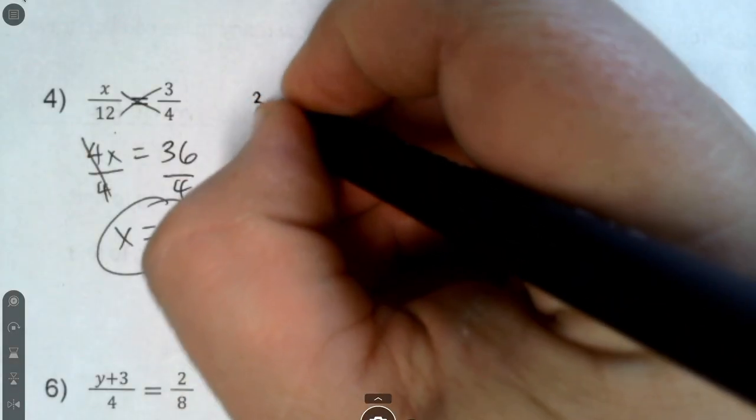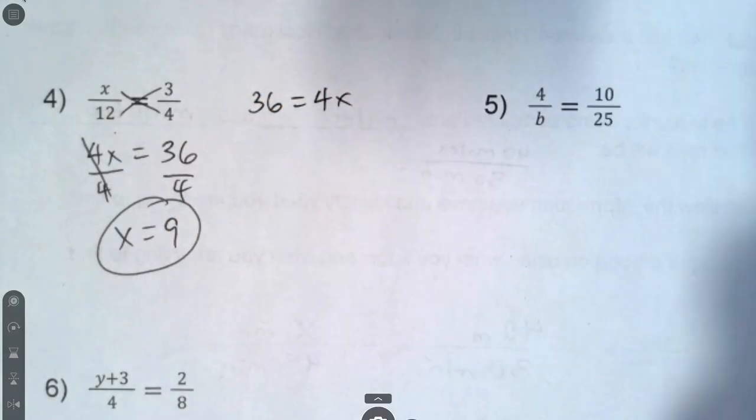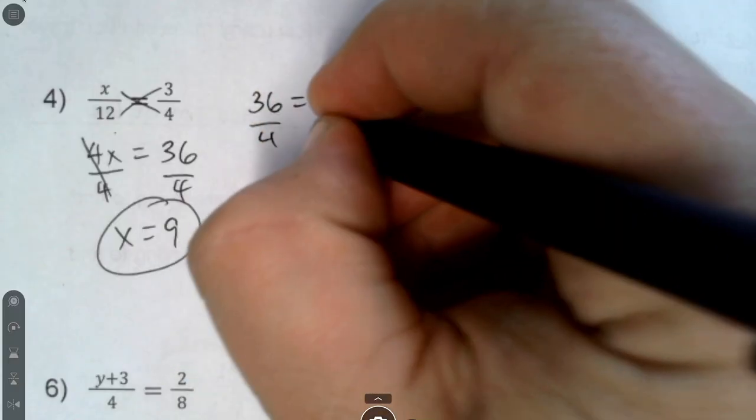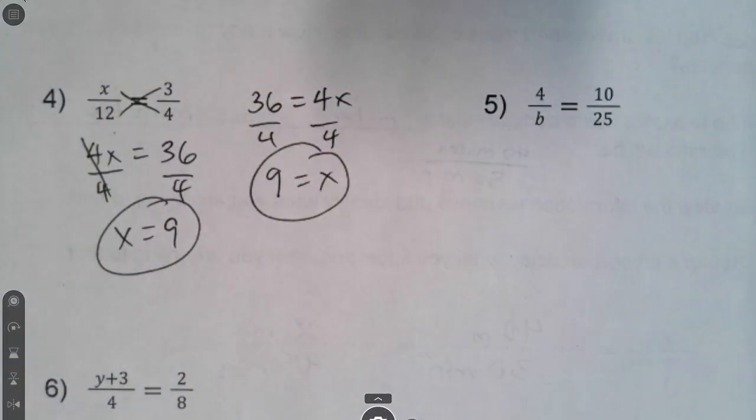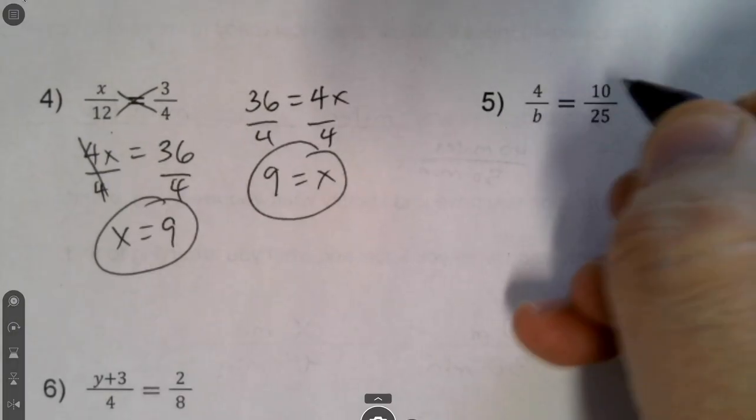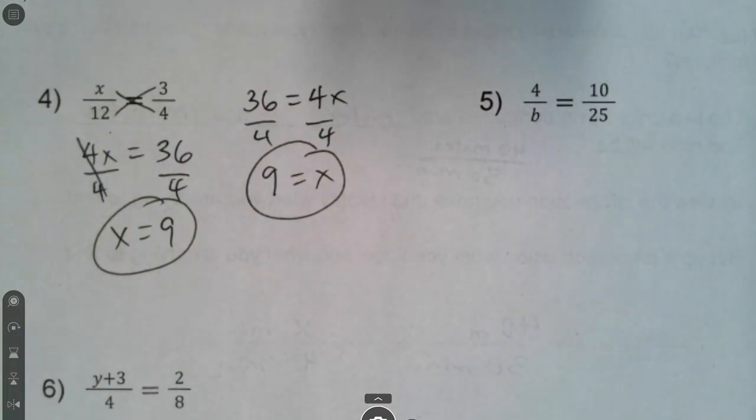But I mean, if you think about it, if I had done it backwards like this, the only difference is I'd be getting 9 equals x instead of x equals 9, but that means the same thing. So either way is fine. I just tend to put the variable on the left, so I do the variable part first and the number second.